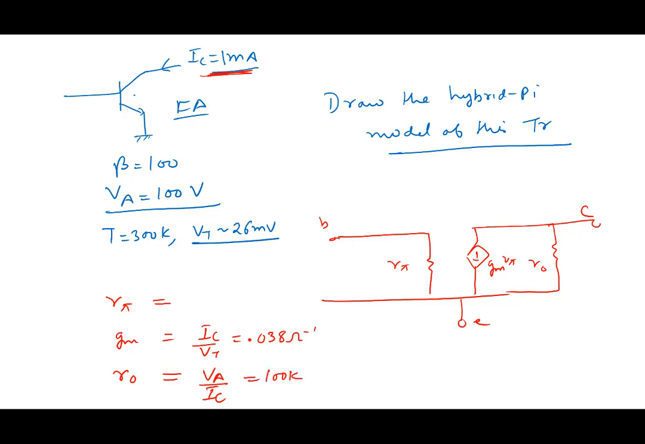And R pi, one way of calculating is beta by gm, so 2.6K. So note that typical values: 2.6K, gm is 0.038, R naught is 100K. These are some typical numbers to keep in mind. If my bipolar transistor is biased at 1 milliampere current, then R pi is 2.6K, gm is 0.038, R naught is 100K.